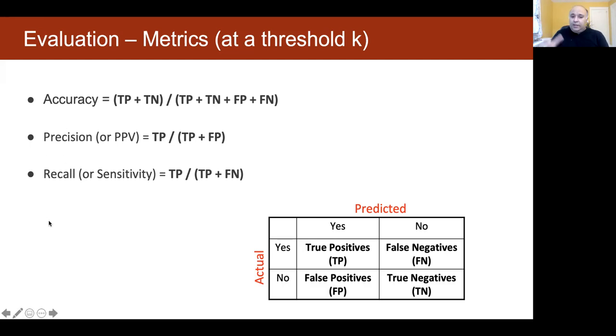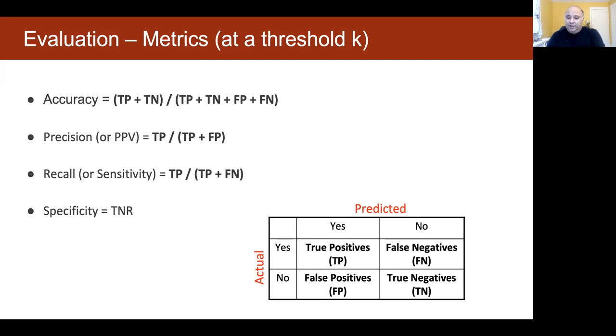Then there are many other metrics you can calculate. These are going to be the common ones, but there are many others you can calculate based on this confusion matrix. Another one is specificity that you may have heard about, which is the true negative rate.